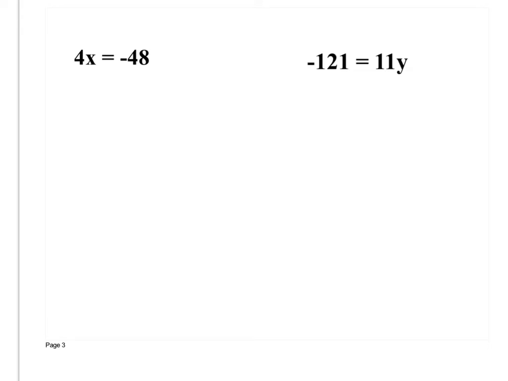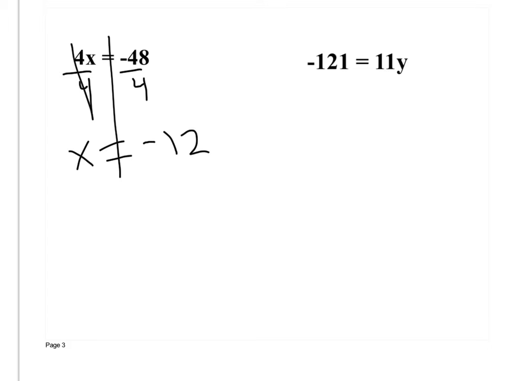Write these two down. 4x is equal to negative 48. I am multiplying x by 4. So I divide both sides by 4 to get x by itself. Negative 48 divided by 4 is negative 12. I have to check my answer. 4 times negative 12 is negative 48.